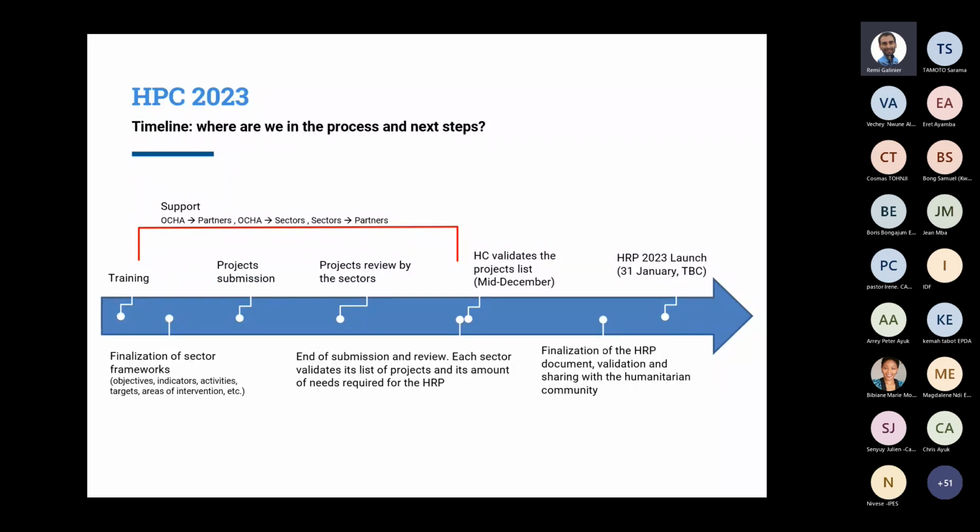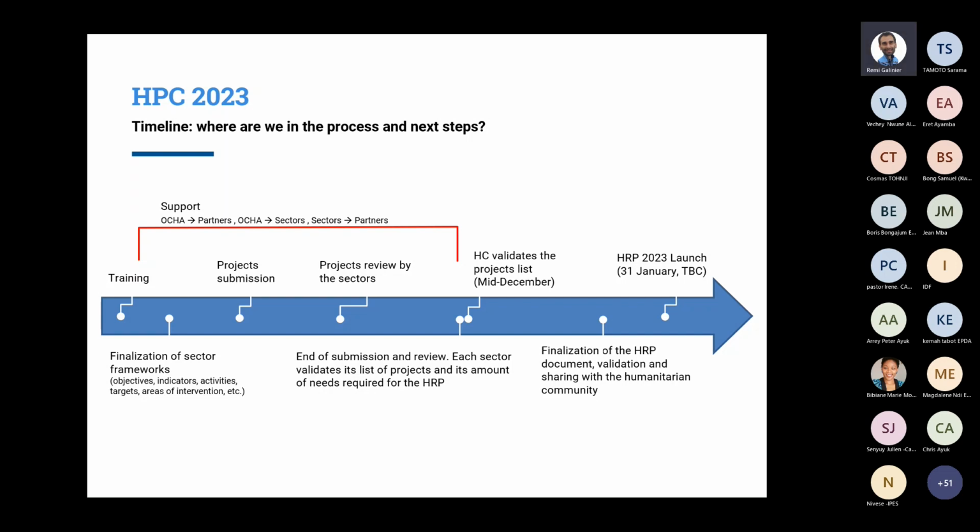Start as soon as possible. Follow up with your sectors, and you will get communication from your different sectors, I guess, because the sectors will be responsible to validate and they will use their own timeline. The timeline here regarding mid-December, to be validated by the HC, is fixed by the HCT and OCHA. But during the process of project submission, the deadline will be fixed by your sector and cluster focal points.